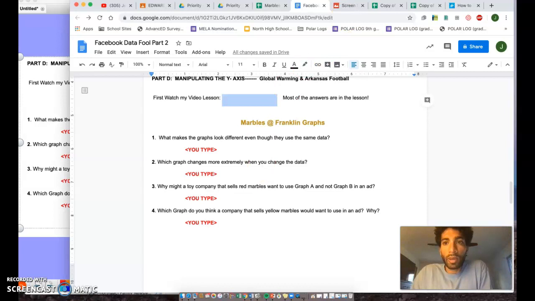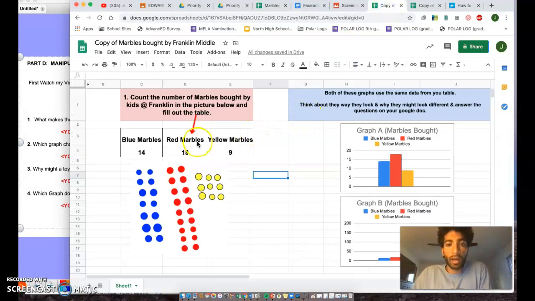So let's go back. You should have actually filled out this chart already, where you looked at blue marbles, red marbles, and yellow marbles in this group, right? And we got two different graphs, even though we use the same data, and I'll prove it. So if we change 15 here, you'll notice it actually does change a little bit. Let me give an example. Put 14 here. Let's make blue 4. You notice they did change on both the graphs.